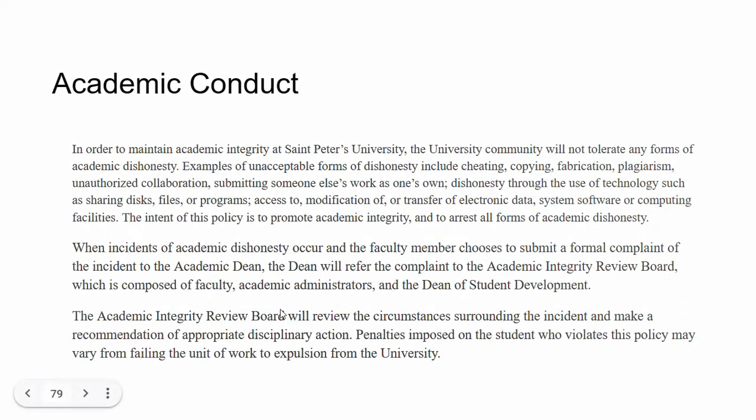And finally, academic conduct. In order to maintain academic integrity at St. Peter's University, now this is a long one, I'm not going to read through it, but most importantly, do not cheat. If I catch you cheating, very commonly it is one person copying another person's code. I wouldn't be able to tell who copied whom. Sometimes I will be able, but I don't care. I will give both 0 grades. Okay, so I think this is clear enough.